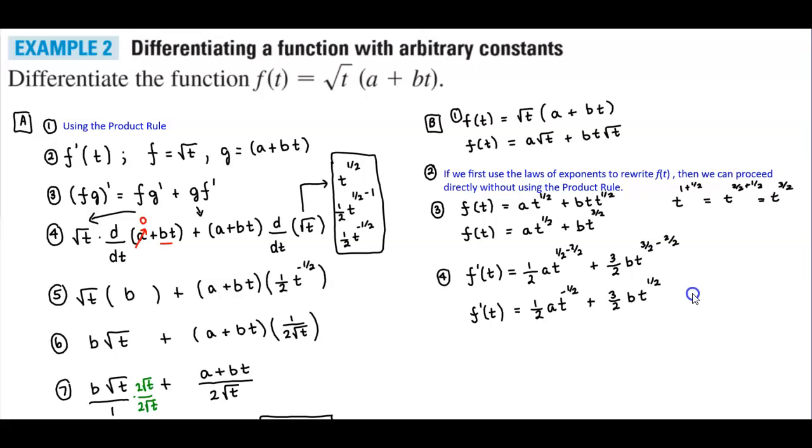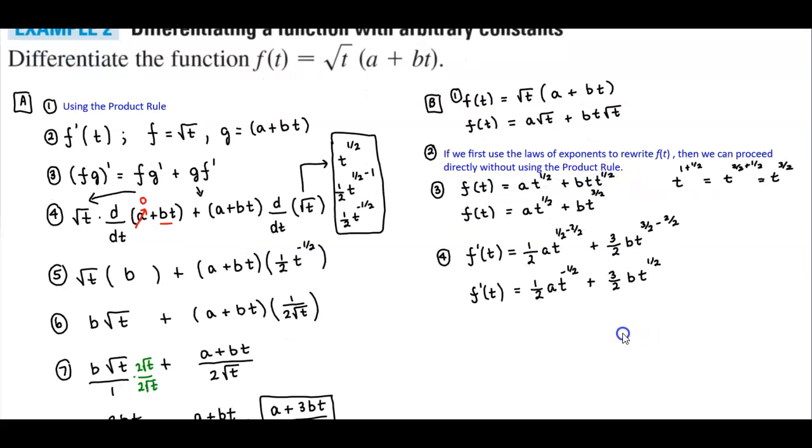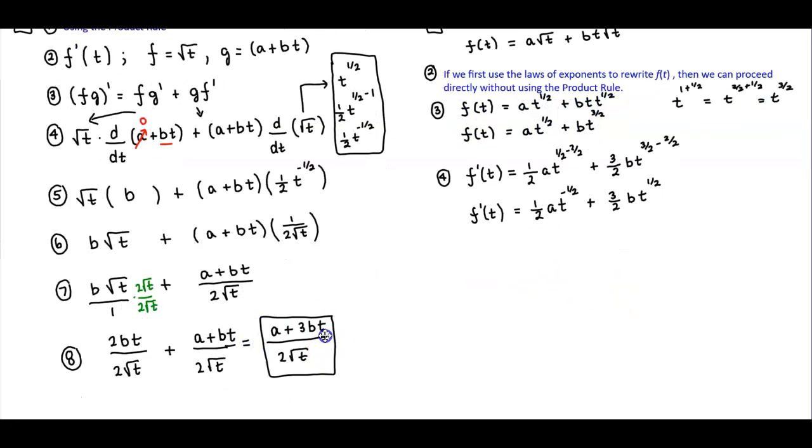Okay, which is equivalent to solution number 1, but let's just see what that looks like if we actually simplify this further, so we can make it look like the solution to part 8 here. So if we want to combine like terms, we have a in the numerator, and in the denominator we have 2 times the square root of t, plus in the numerator we have 3b times the square root of t over 2.